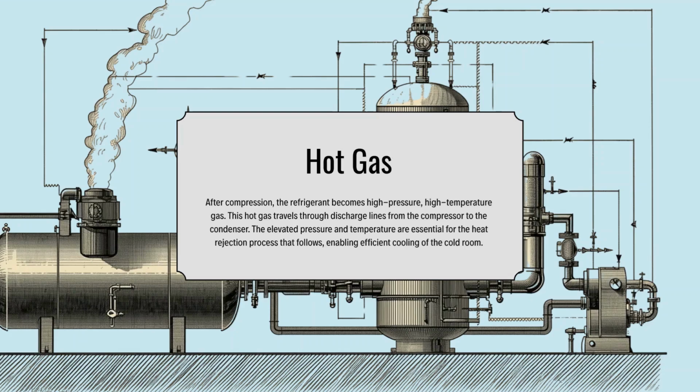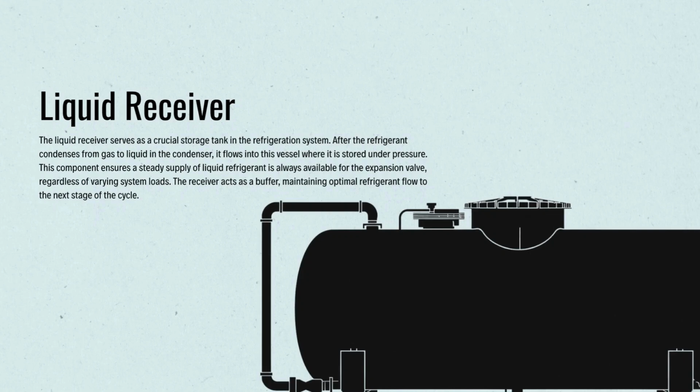Hot gas. After compression, the refrigerant becomes high-pressure, high-temperature gas. This hot gas travels through discharge lines from the compressor to the condenser. The elevated pressure and temperature are essential for the heat rejection process that follows, enabling efficient cooling of the cold room.